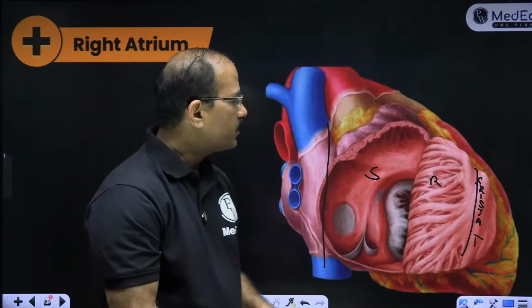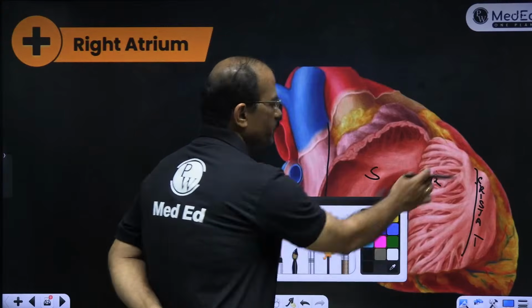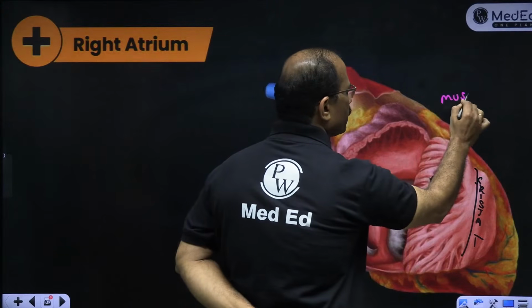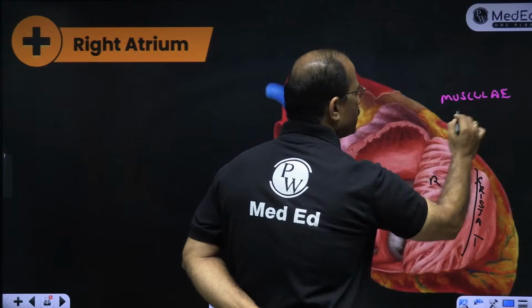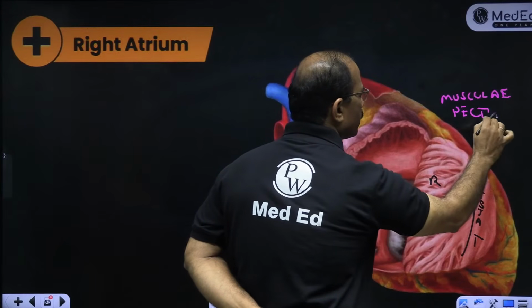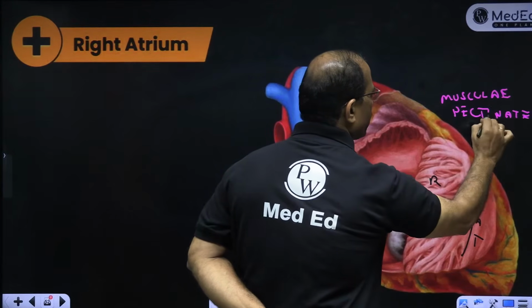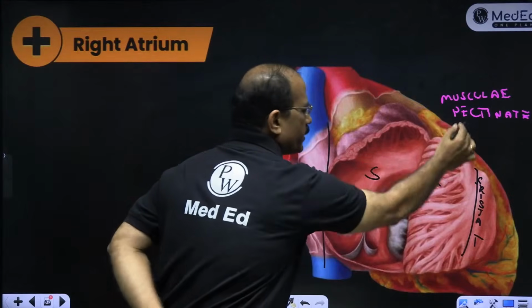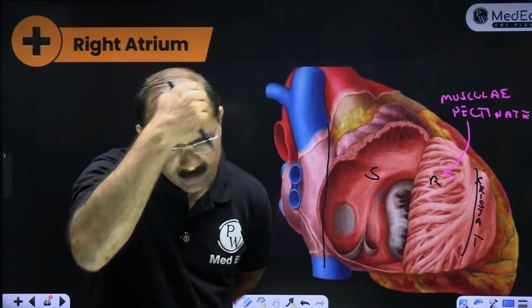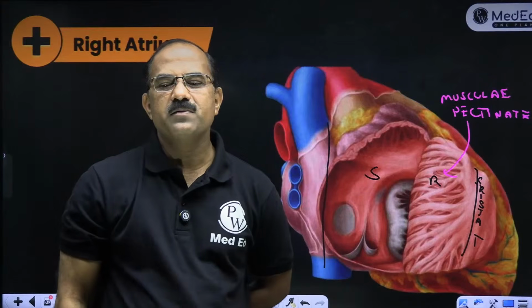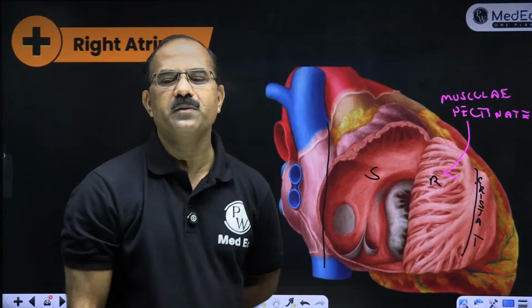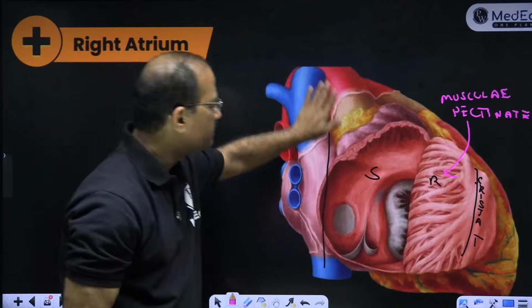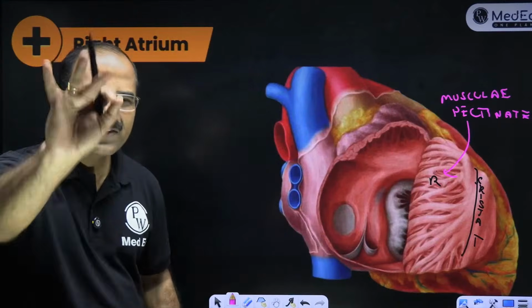The rough part, what is this known as? What do we call this? Musculi pectinati. This looks like the teeth of a comb. This is known as musculae pectinati. Fine. The smooth part shows three openings.